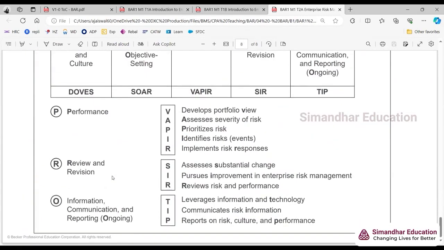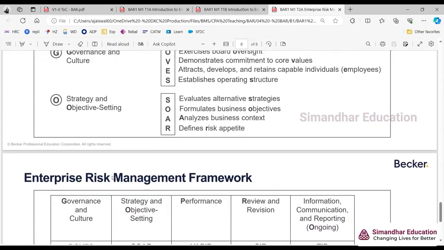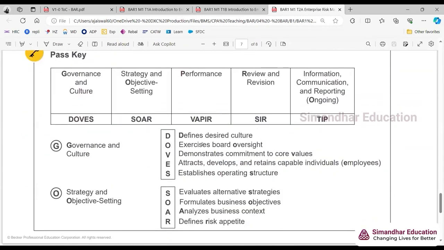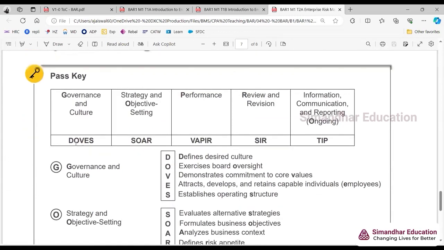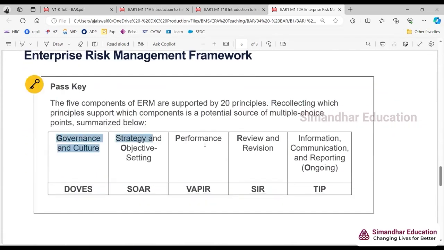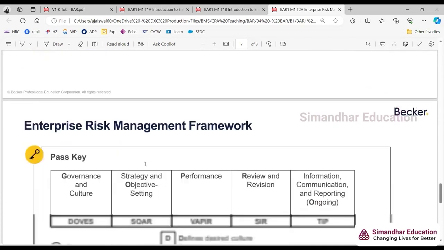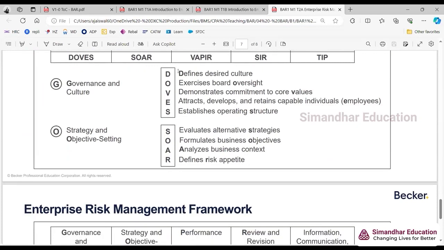This table is there, total. Do we have to remember all of this? Unfortunately, yes, you will have to memorize this. So the names of the components you will have to memorize, and within those components, what are all the principles that you have to memorize. We are going to discuss all of them, don't worry. It's not only memorizing. I'm going to explain all of that.